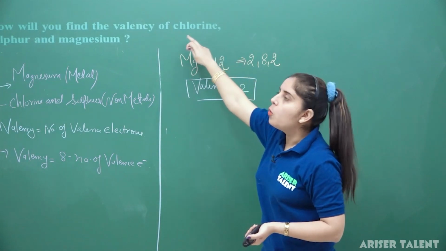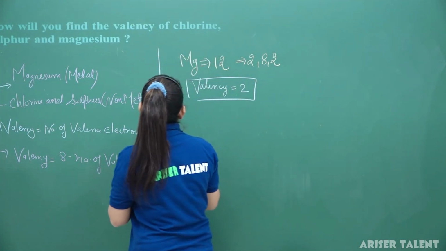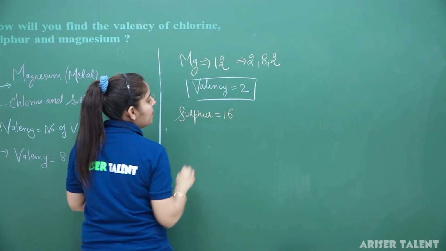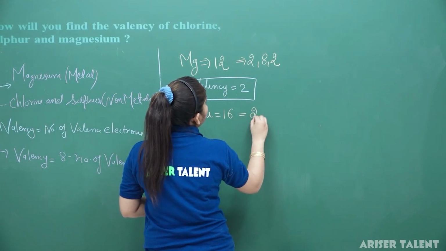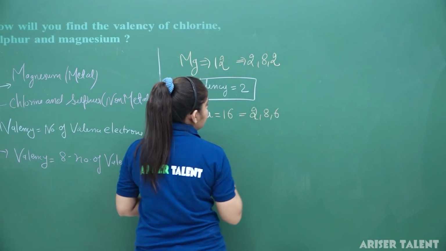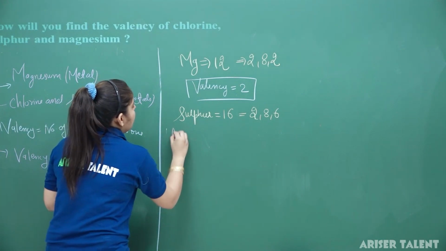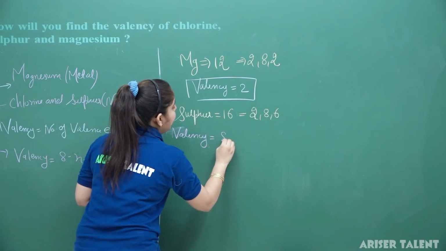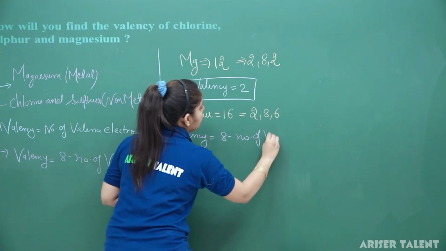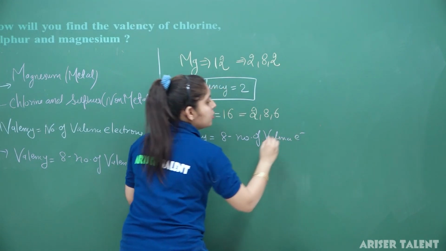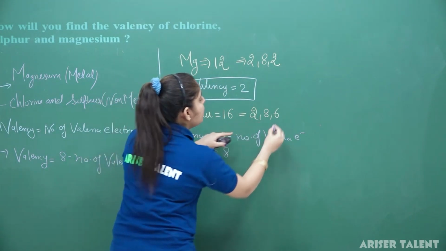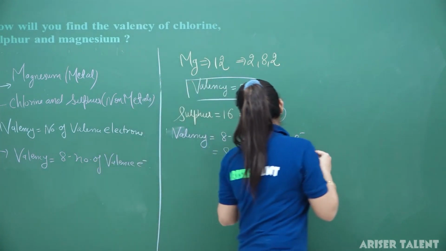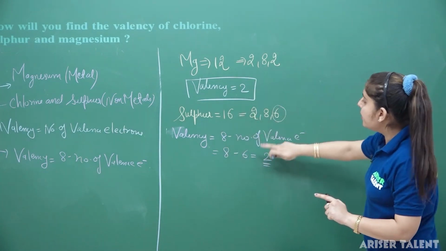Now we will talk about chlorine and sulfur. Firstly, I will write for sulfur. Sulfur is a non-metal having atomic number 16 and its electronic configuration is 2, 8, 6. So the valency will be equal to 8 minus the number of valence electrons. The number of valence electrons present here is 6. So 8 minus 6 gives us 2. So we may conclude that the valency for sulfur will be 2.